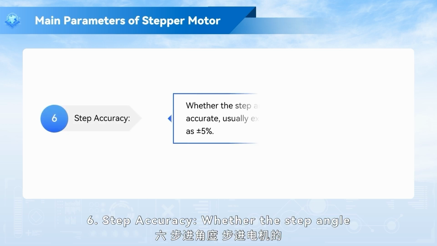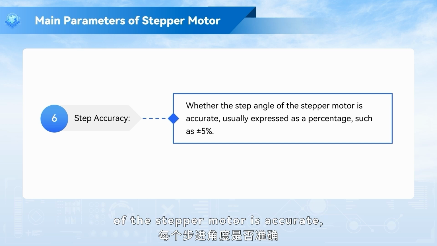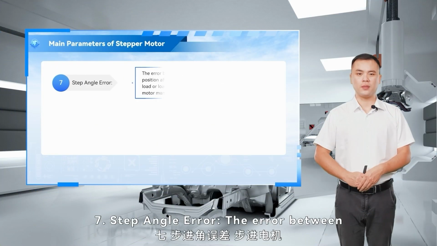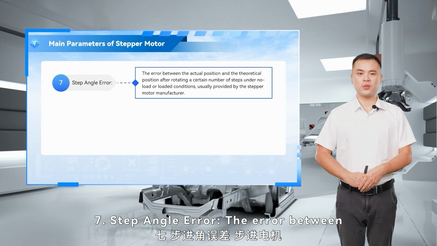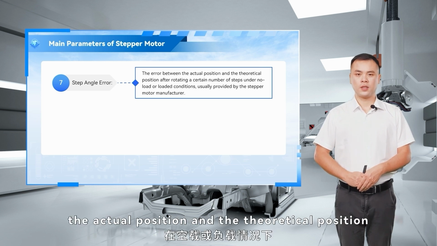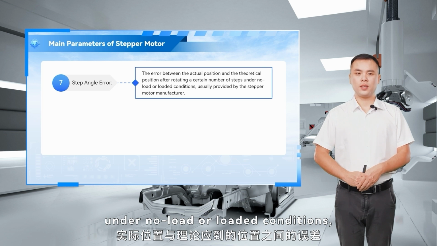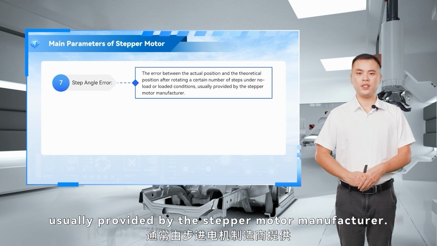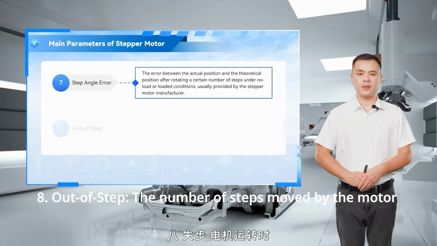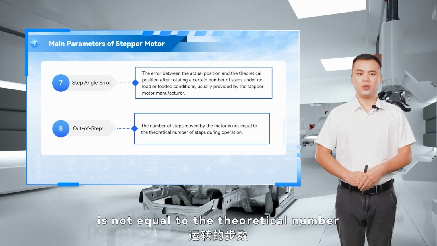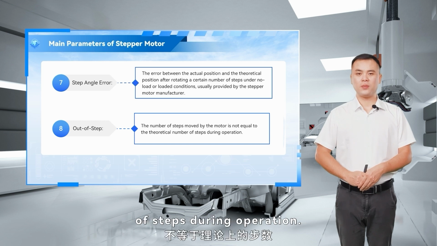6. Step accuracy, whether the step angle of the stepper motor is accurate, usually expressed as a percentage, such as ±5%. 7. Step angle error, the error between the actual position and the theoretical position after rotating a certain number of steps under no load or loaded conditions, usually provided by the stepper motor manufacturer. 8. Out of step, the number of steps moved by the motor is not equal to the theoretical number of steps during operation.